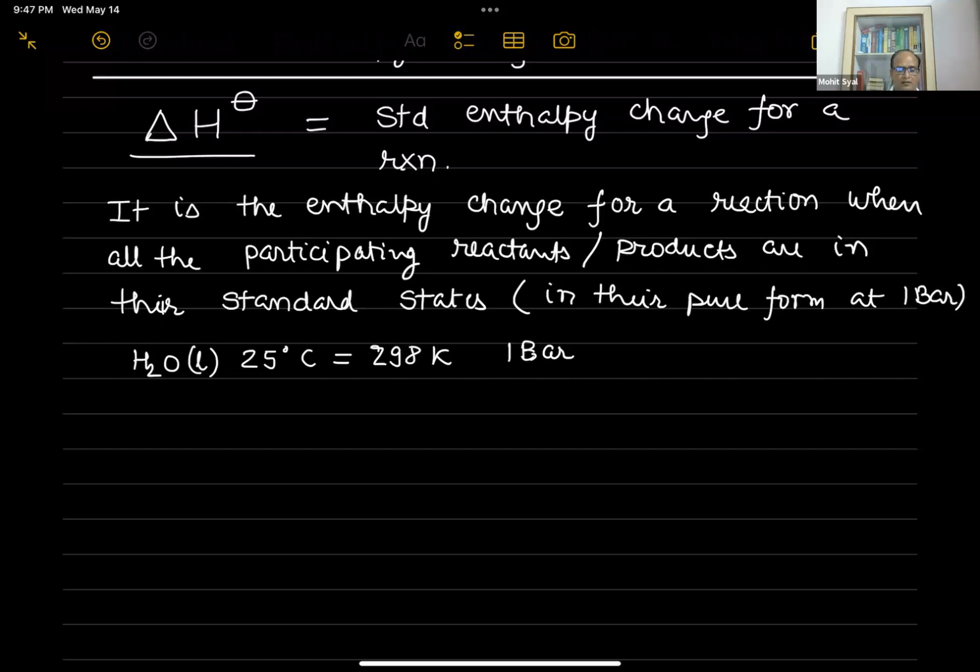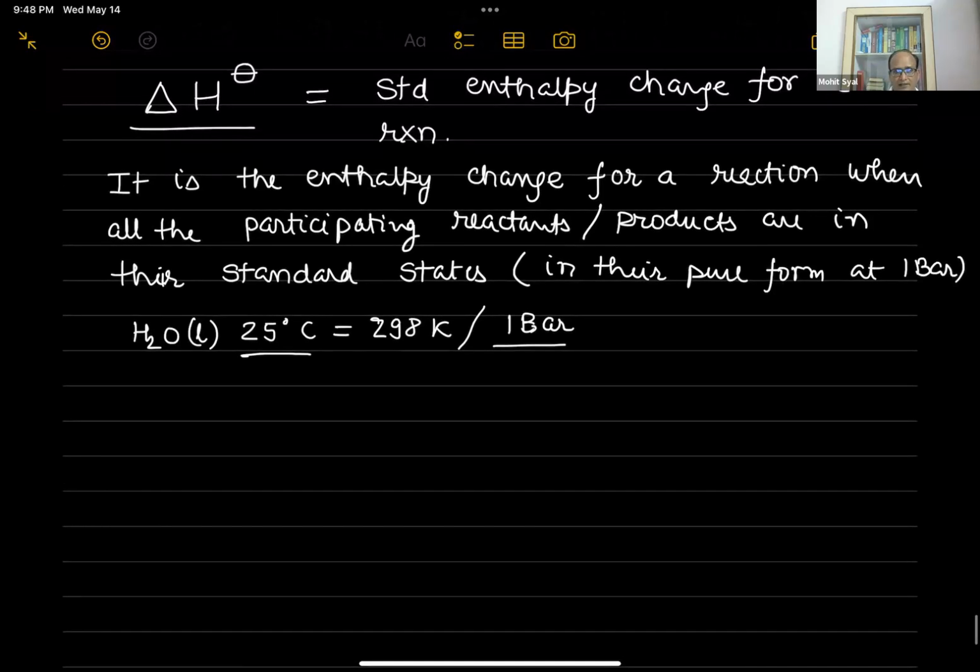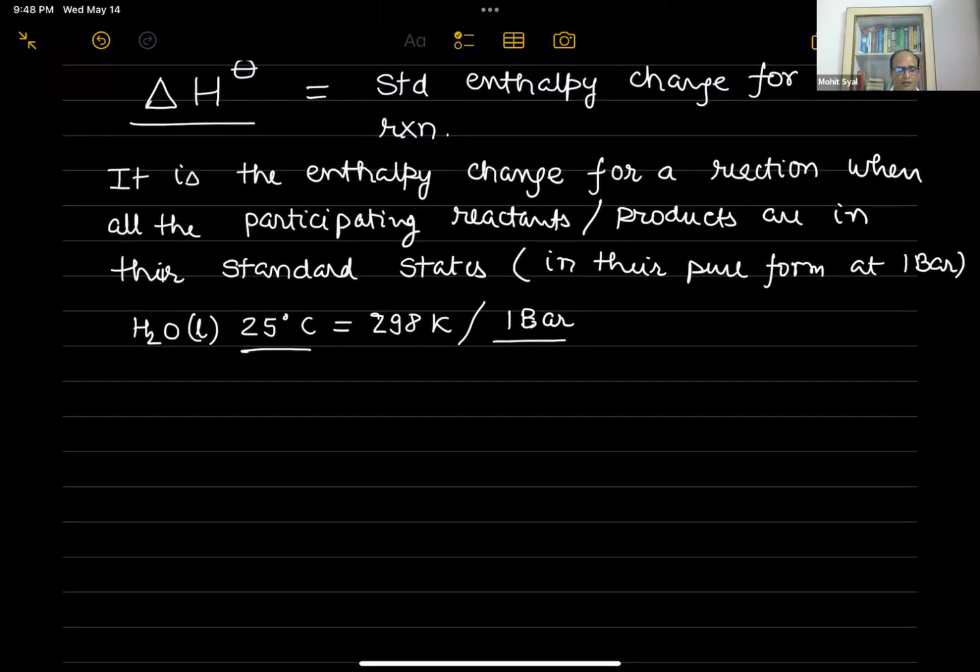So normally you take 1 bar pressure and 298 Kelvin for the measurement of standard state of the substance. So standard state of water is liquid. So if you are measuring the standard enthalpy change, it should be at 25 degrees Celsius and 1 bar. Got the point or not? Right? Yeah.